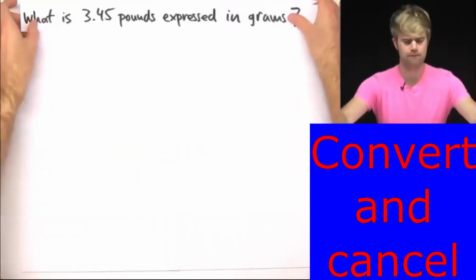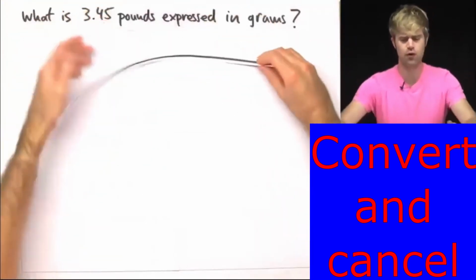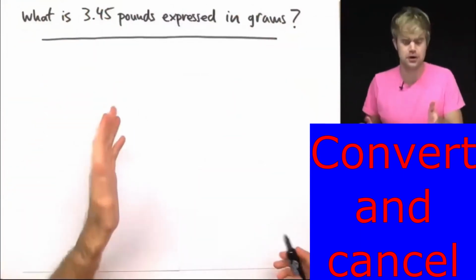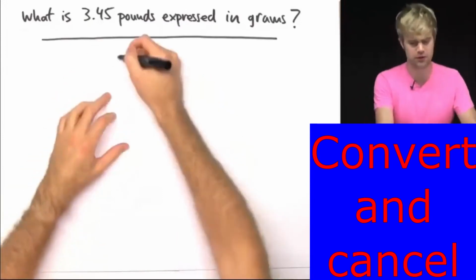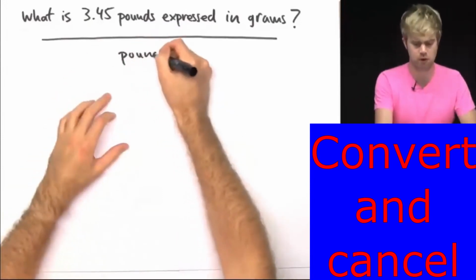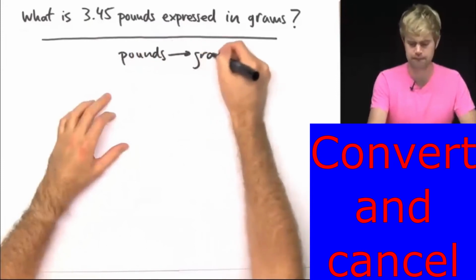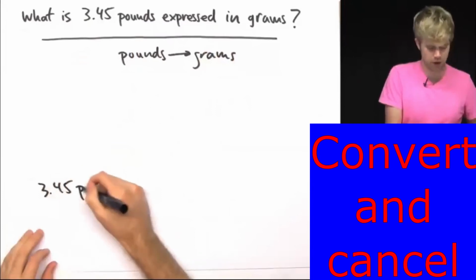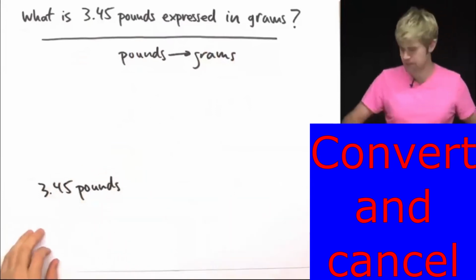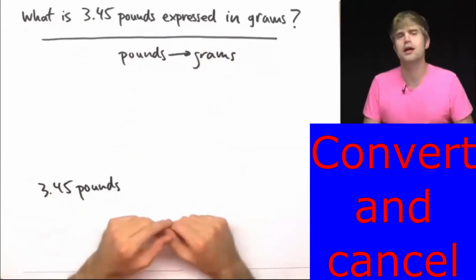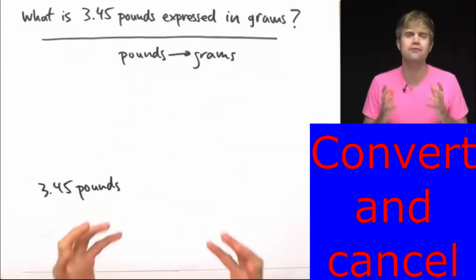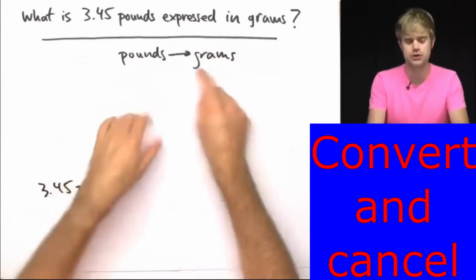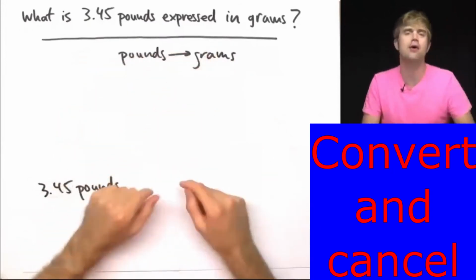So here is our first one. We want to know what is 3.45 pounds expressed in grams. So the conversion that we're going to be doing is pounds to grams. And we're going to be starting with 3.45 pounds. Okay. Next thing we got to do is find some kind of relationship between pounds and grams. So how many pounds are there in how many grams?